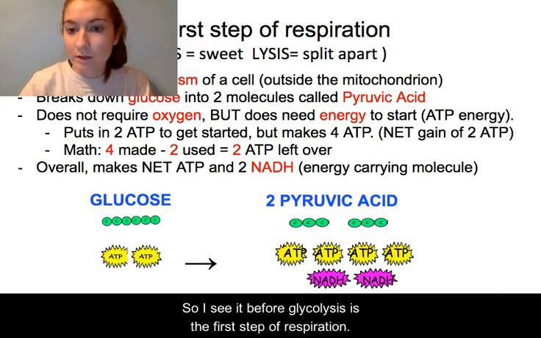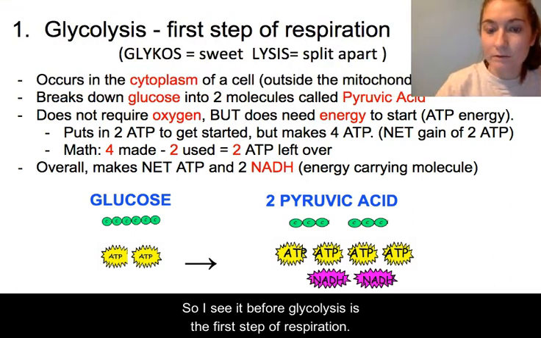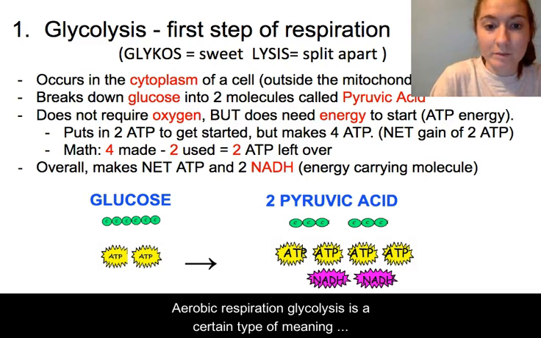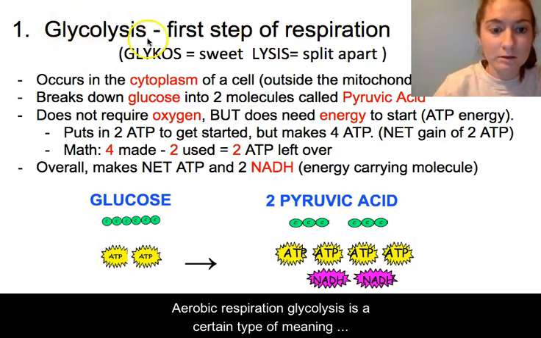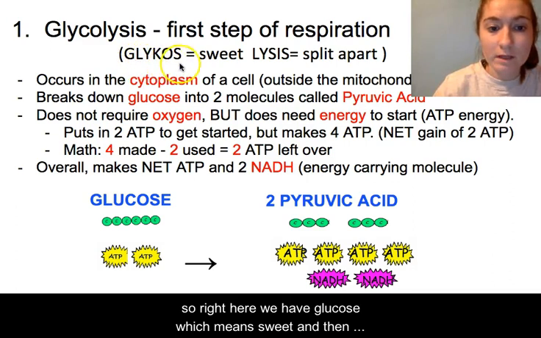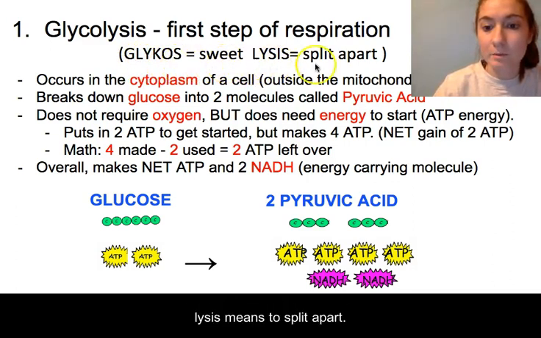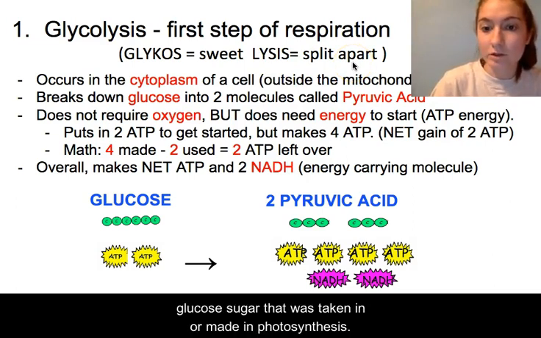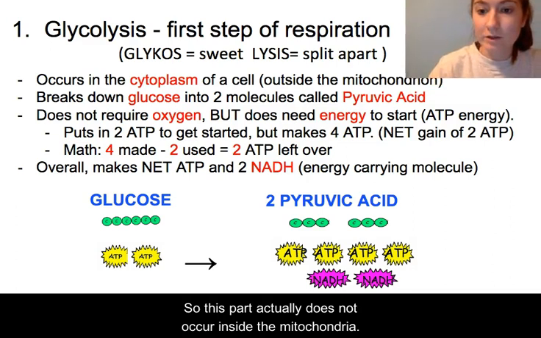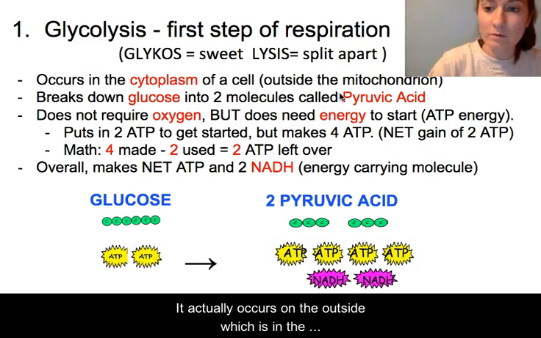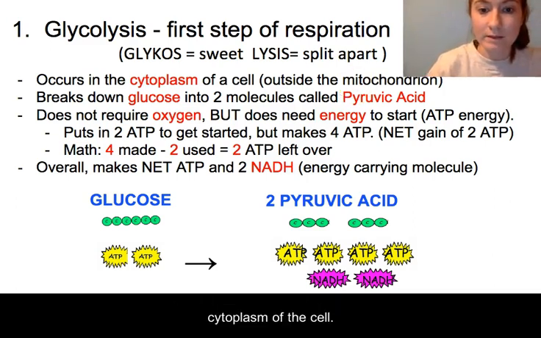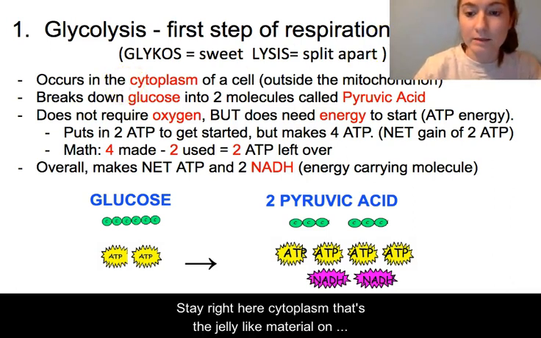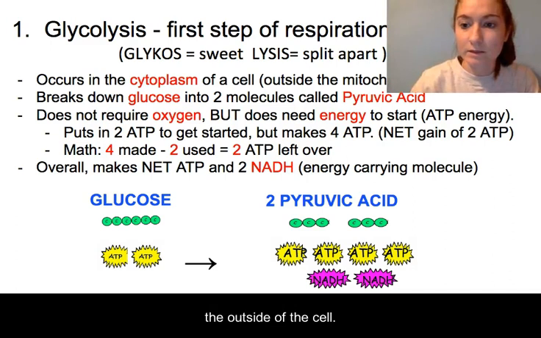As stated before, glycolysis is the first step of aerobic respiration. Glycolysis is a certain type of word meaning: glyco means sweet, and lysis means to split apart. So you're actually splitting apart that sweet glucose sugar that was taken in or made in photosynthesis. This part does not occur inside the mitochondria. It occurs on the outside, in the cytoplasm of the cell. Cytoplasm is the jelly-like material on the outside of the cell.